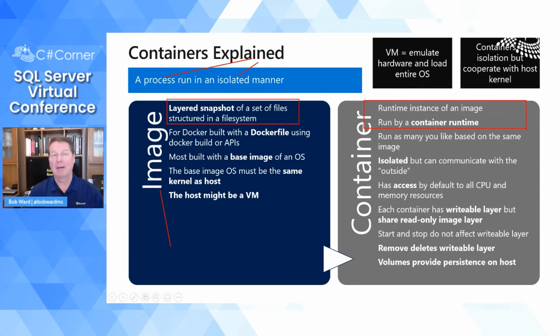A lot of people I've heard say things like containers are lightweight virtual machines, and there are all these things out there about what they are. Look at the top of the right-hand screen here. A virtual machine emulates hardware and loads the entire operating system. A container is a process run in isolation, but it cooperates with the host kernel. So you're going to see that in the real world, containers complement virtual machines. A lot of people run containers in virtualized environments, and you'll see that in an example today.